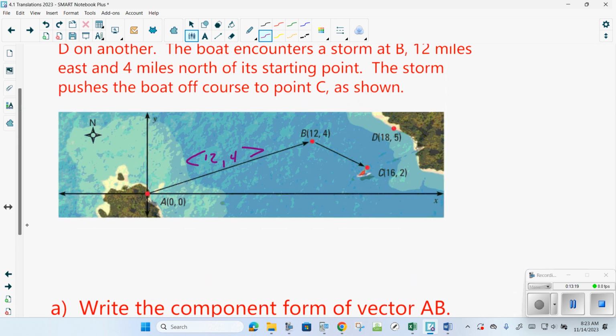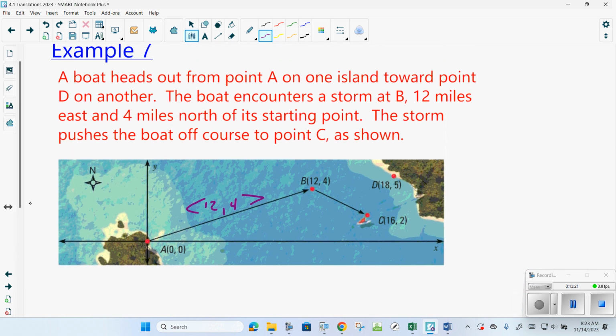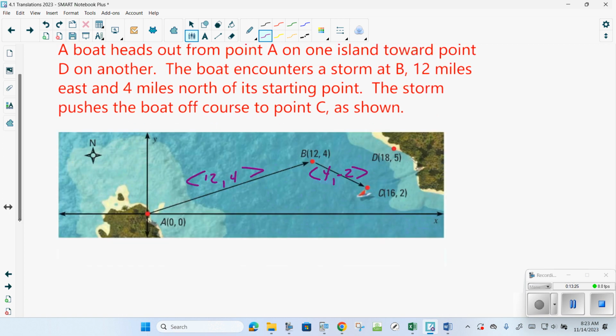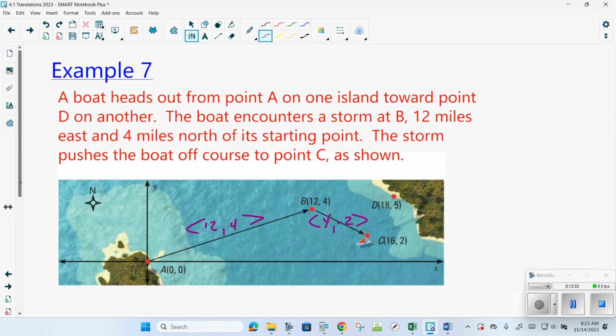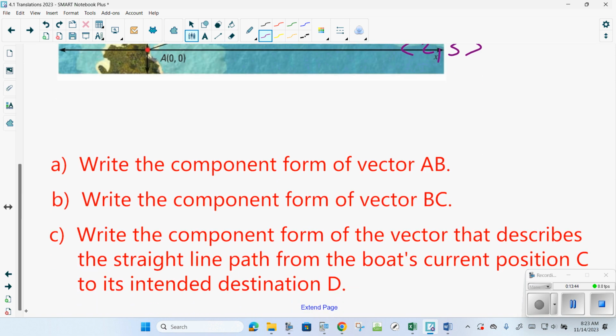Write a component form from B to C. +4, -2. Write a component form for the vector that describes a straight line from the current position C to the intended position D. So what would I need to do to go from there to there? I would need to go +2 and +3 to get from C to D.